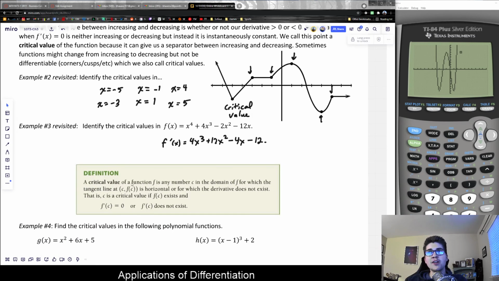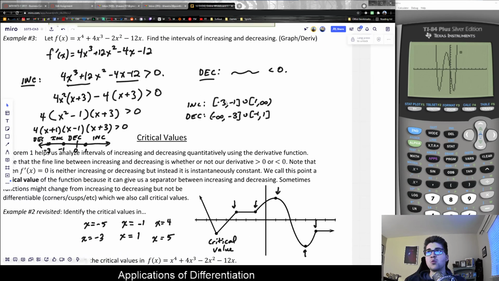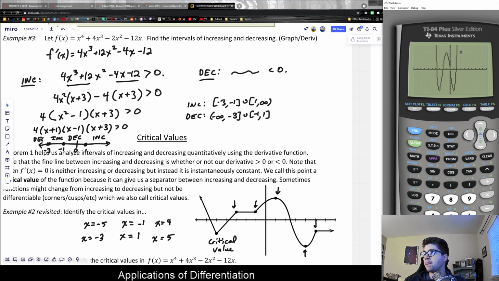It says a critical value of a function f is any number. Well, again, we could figure out these critical values just by looking at the graph, but it's basically the points in between where it's changing from increasing to decreasing and so forth. Like with here, we know it changed at -3, the endpoint of that interval, right down here, the bottom of the curve, a critical value.